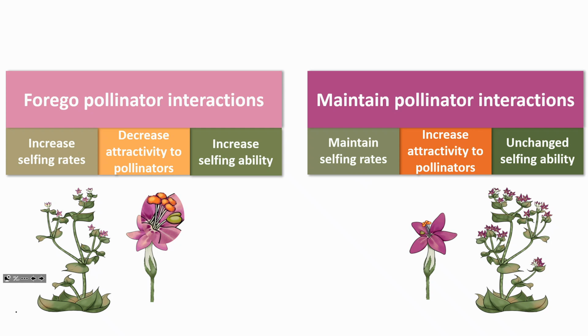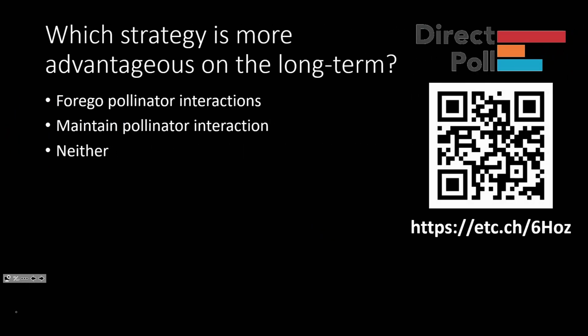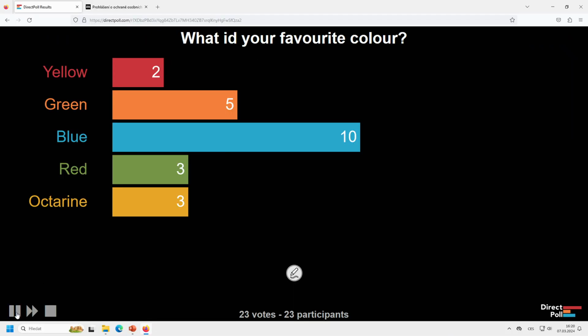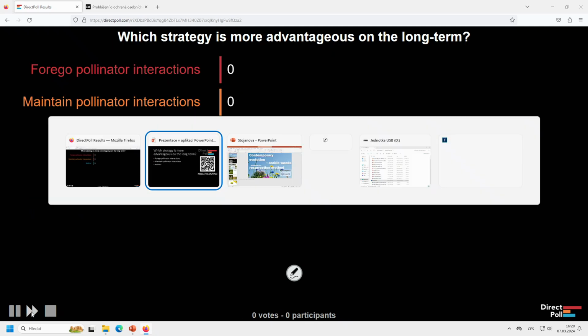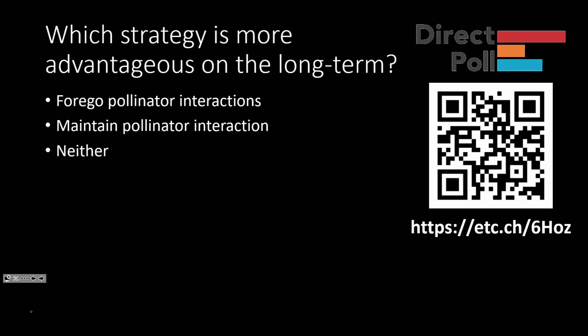So here is time for me to take a break, but I have a question for you. Which of these two strategies do you think would be more advantageous in the long term? Let me start the new question. And in case you have turned off the browser, you can still scan the same QR code or type in this link here. And I get a 30 second break.